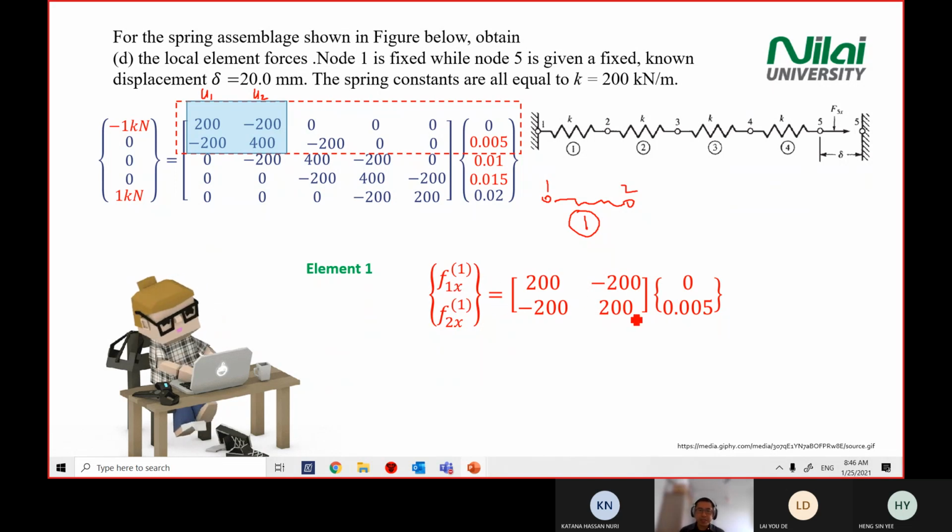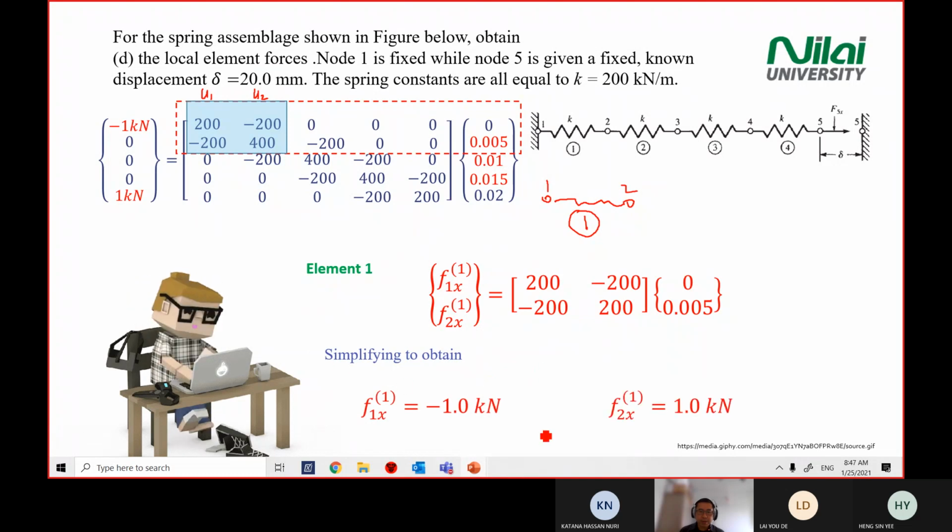Again, here you have two equations and two unknowns, so you can solve. This is just a simultaneous equation solution. The textbook answer is on the screen here. If you solve the simultaneous equations, you will get F1x for element 1 equal to -1 kilonewton, and F2x equal to 1, which should agree with what we found just now.